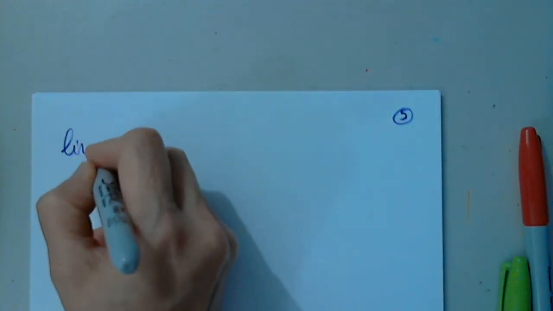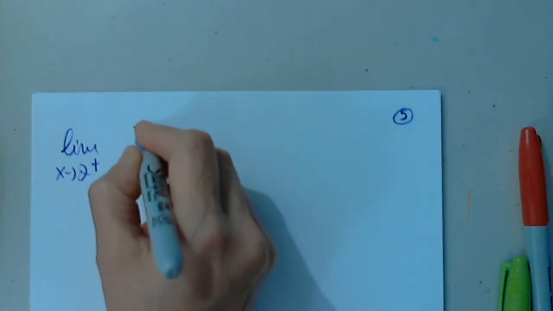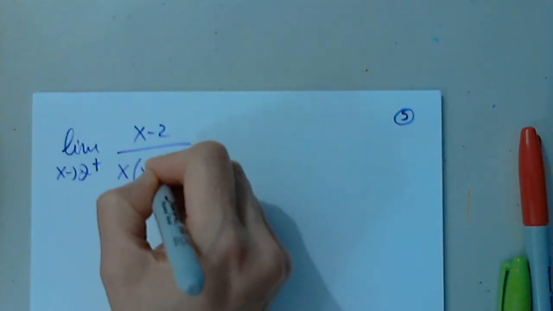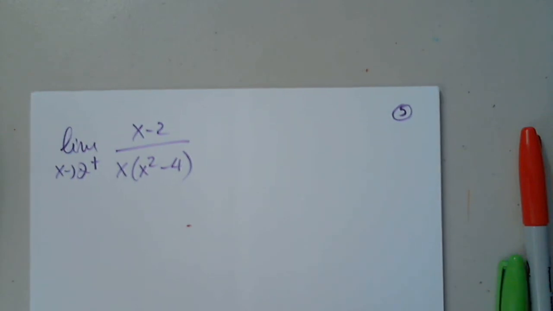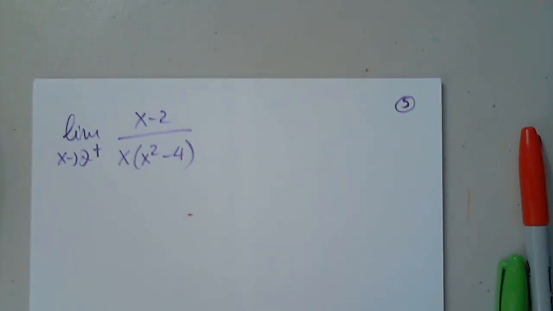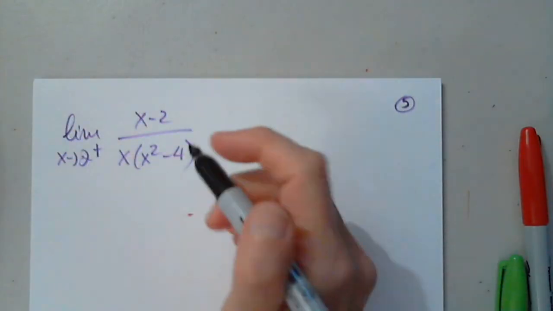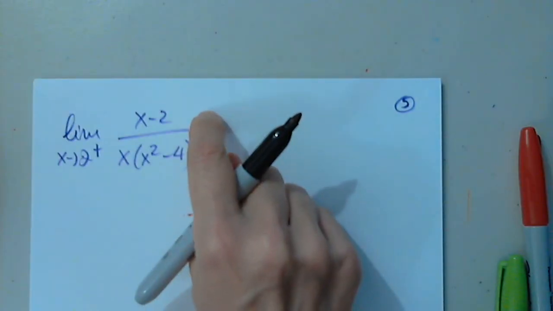In 21, we have the limit as x approaches 2 from the right of x minus 2 over x squared minus 4. Good pick. So what do we always do when we're asked to find the limit? What is the starting point? First, we plug it in. Yes, we have to plug it in. When you plug this in, what do we get at the top?